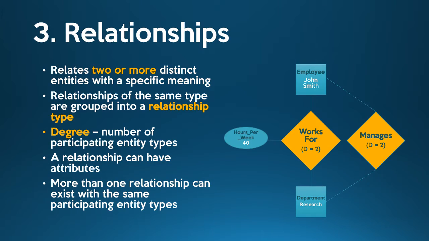Relationships of the same type are grouped into a relationship type. So for example, here you have a works for relationship. You can say that the employee works for a department, right? Every employee, let's say John Smith, is going to have one instance in that works for relationship. John Smith works for, let's say, the research department, right? Let's say you have a Mary Jones. Mary Jones will have a different instance of that. Mary Jones might work for the engineering department or something like that, okay?